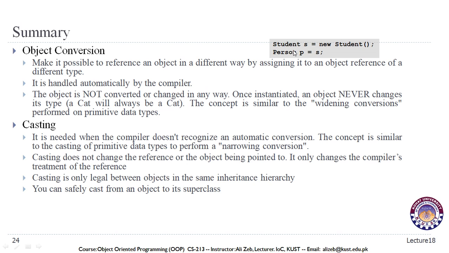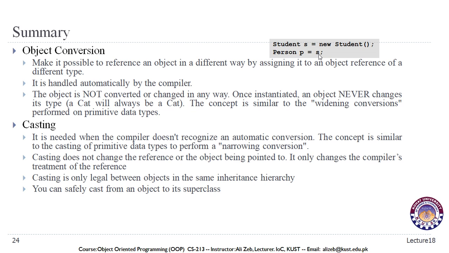It is handled automatically by the compiler. So in this case, for example, if we are assigning an object of the subclass to an object of the superclass, then that should work fine without any error. The object is not converted or changed in any way. We need to keep in mind that when we assign an object of one class to an object of another class, the object in itself remains the same.